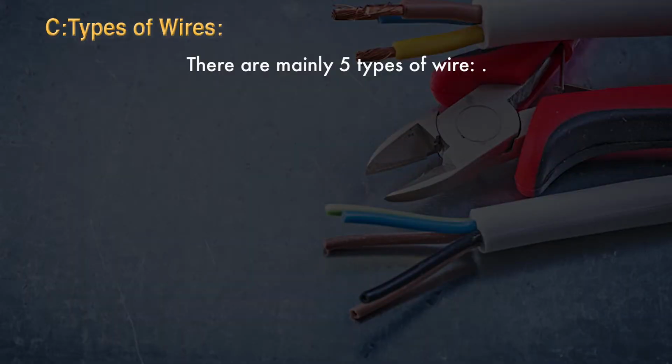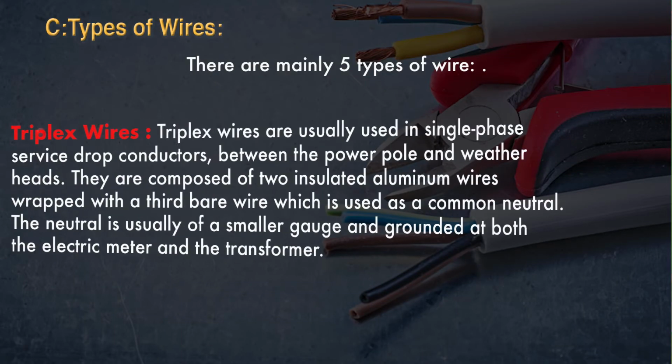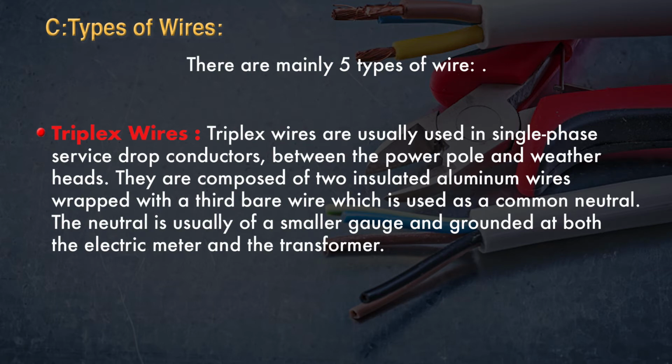The third point that we are going to discuss is the type of wire. There are mainly 5 types of wire. First one is triplex wire. The triplex wire is usually used in single phase service drop conductors between the power poles and weather heads. They are composed of 2 insulated aluminum wires wrapped with a third wire which is used as a common neutral. The neutral is usually of a smaller gauge and grounded at both the electric meter and the transformer.